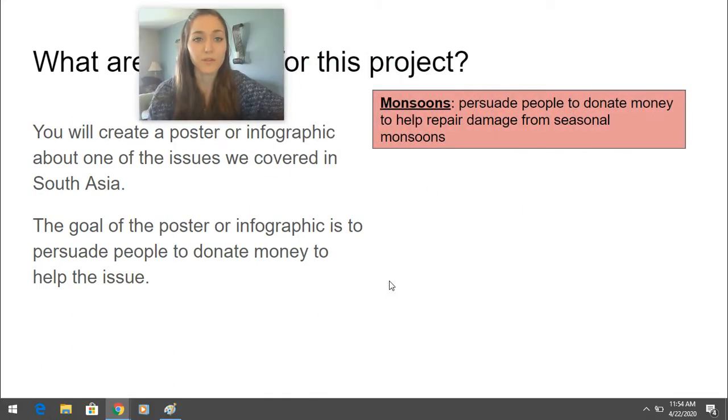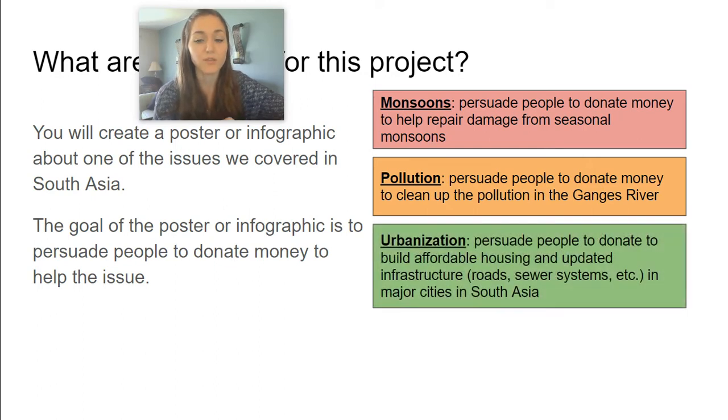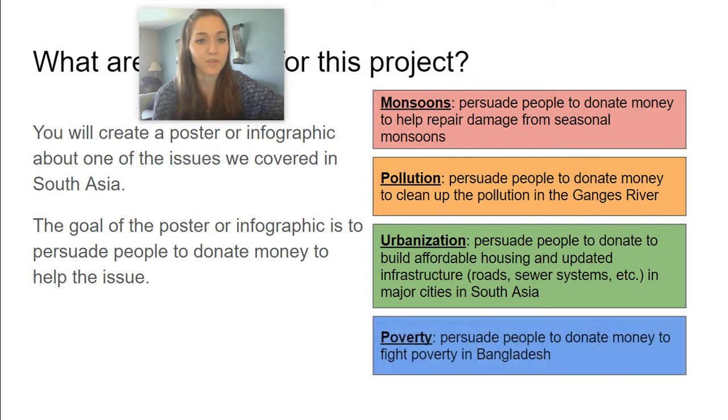All right, so if you chose to do monsoons, this was an issue we covered last week, you're going to try to persuade people to donate money to help repair damage from seasonal monsoons. If you chose pollution, you're going to persuade people to donate money to clean up the pollution in the Ganges River. If you chose urbanization, you're going to persuade people to donate money to build affordable housing and updated infrastructure like roads and sewer systems in major cities in South Asia. If you chose poverty, you're going to persuade people to donate money to fight poverty in Bangladesh.